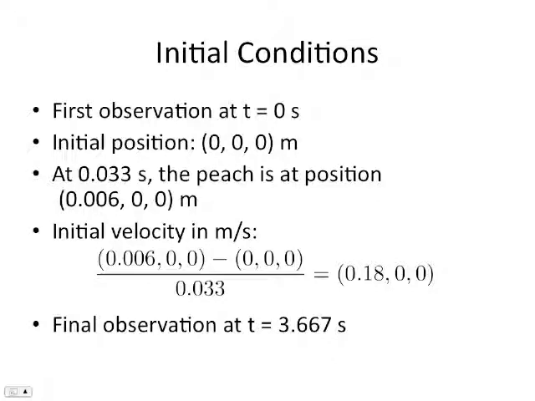From Tracker, I made some observations of the initial conditions of the peach. The first time that I observed the position of the peach was at time t equals 0 seconds, and the peach begins at the position 0, 0, 0 meters. The next point that I observed the position of the peach is at 0.033 seconds, at which point the peach is at the position 0.00600 meters. I used this to approximate the initial velocity of the peach using the change in position divided by the change in time, and that came out to be 0.1800 meters per second.